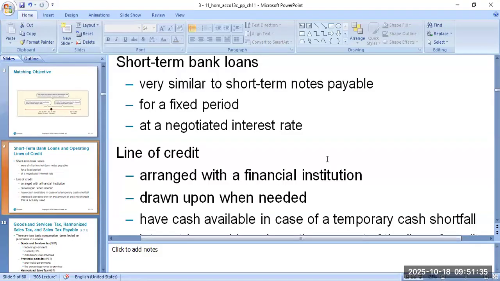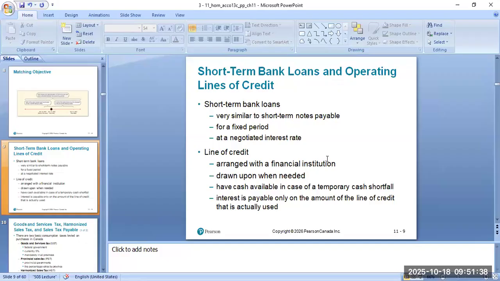Now, what else? What else of the other payables is going to come? They're going to come from the short-term bank loans, which are similar to the short-term note payables. They can be for a fixed period, and we can negotiate the interest rate. We can borrow from a line of credit with any institution, or even at the personal level. You may have a line of credit, which you can borrow money from, and once you're paying back, you pay the principal and pay the interest.